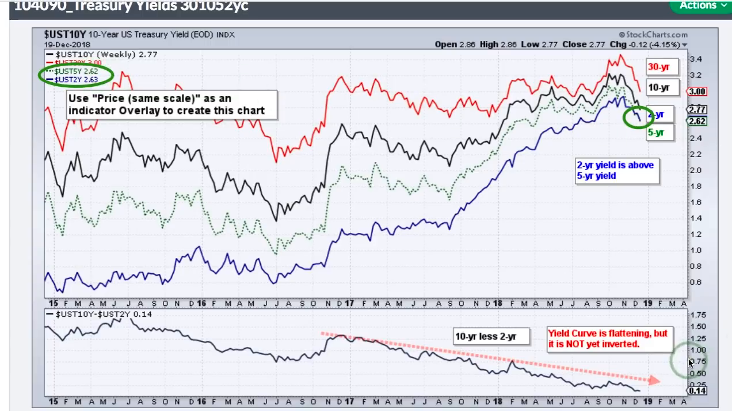Now, when we look at the 10-2, which is the one that most people use for the yield curve, the 10-year less the 2-year, you can see the yield curve has been flattening for years, but it is not inverted. So you can see that the 10-year is still above the 2-year, and I think the real fireworks don't start until you see that 2-year yield move above the 10-year yield.